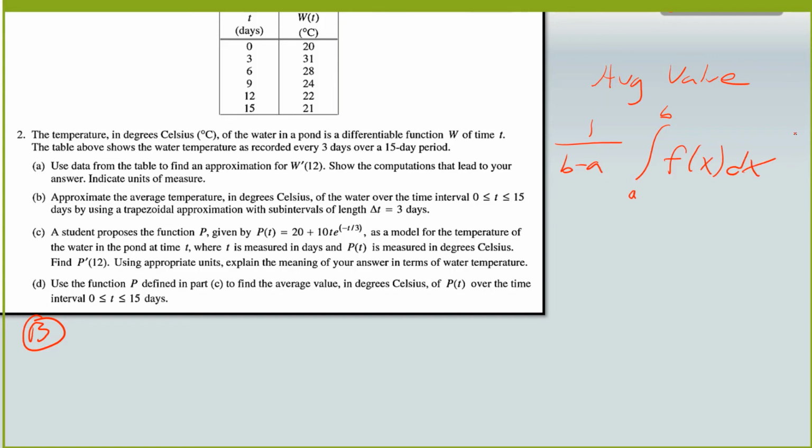dx. So that means my average temperature would be the total amount of days that have passed, so that's my upper bound minus lower bound, or 1 over 15 minus 0, my change in days, times the integral from 0 days to 15 of w(t) dt. So what that's going to do is add all of my temperatures together from 0 to 15, and then I will divide by 15 to get my average temperature across these days. Okay, is everyone okay with our setup so far?